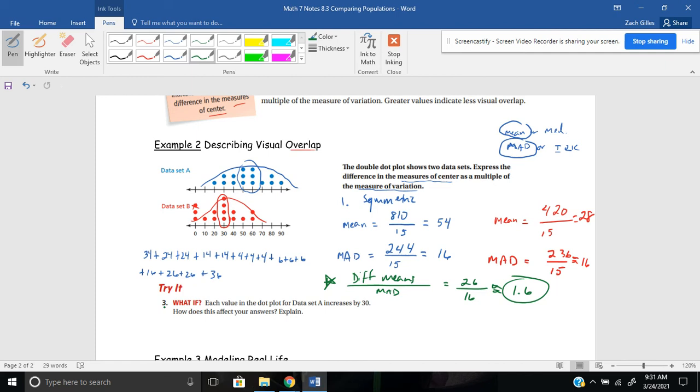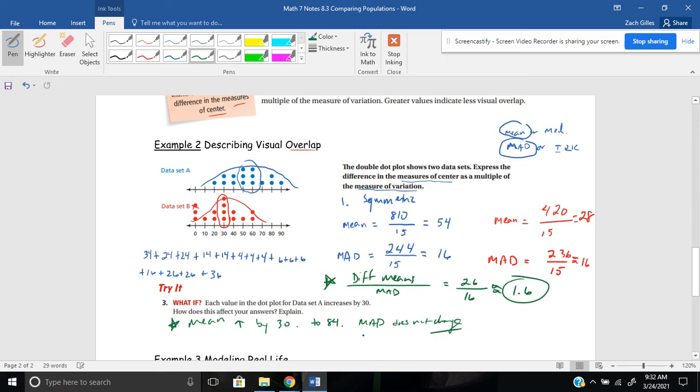Triad 3 says, what if each value in the data plot for data set A increased by 30? How does this affect your answer? And explain. If you were to do that, it might take a little time. What would happen is the mean increases by 30. So that would change this to 84. It increased by 30. The MAD does not change. That stays the same.